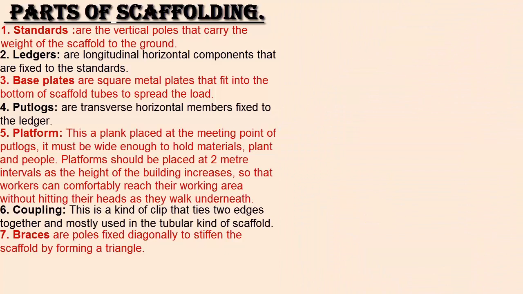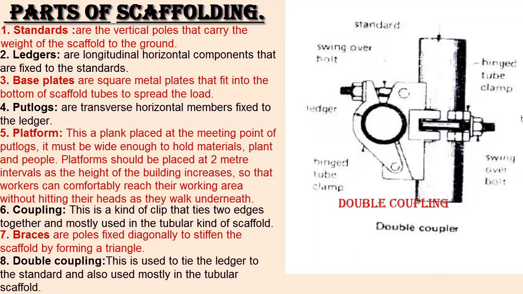We have the double coupling. The double coupling is used to tie the ledger to the standard. That is mostly used in tubular scaffolding, that is, when we talk of iron scaffolding. So those are the few parts of scaffolding we have.